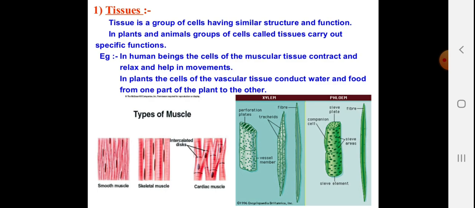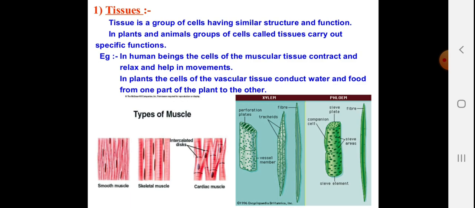So, if you are asked what a tissue is, you would say that tissue is a group of cells having similar structure and function. Now, in a particular organ, there will be a particular type of tissue made up of groups of cells. In plants and animals, groups of cells called tissues carry out specific functions. For example, in human beings, the cells of muscular tissue contract and relax and help in movement, and that is the way we are able to run and ride and do all chores.